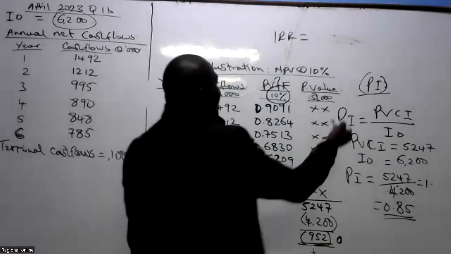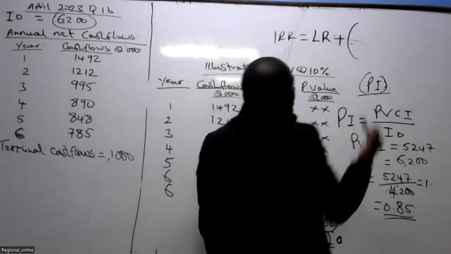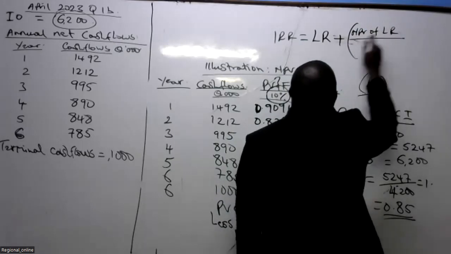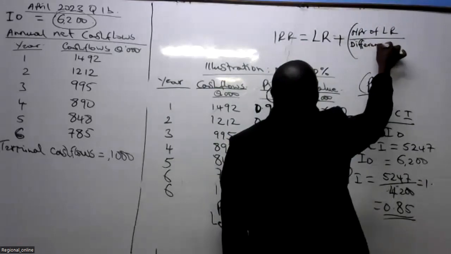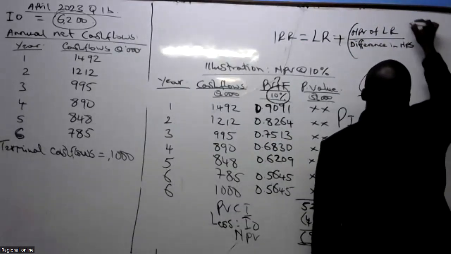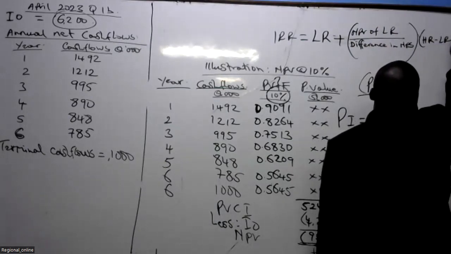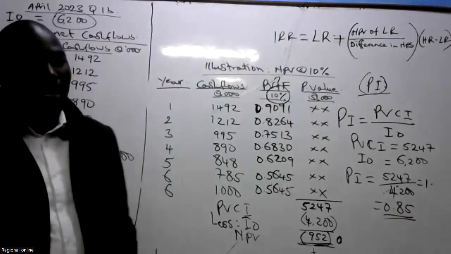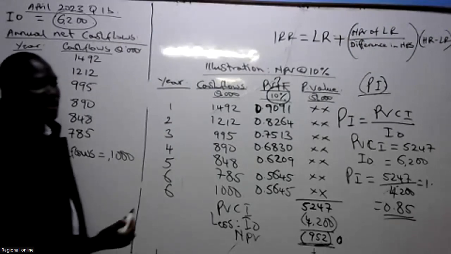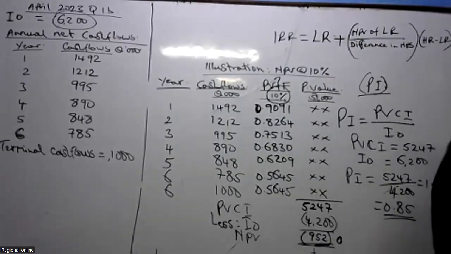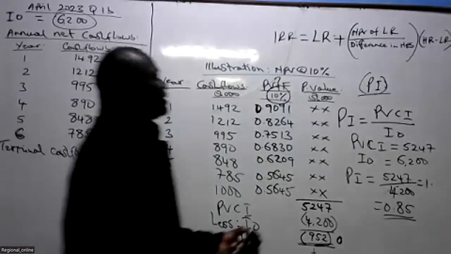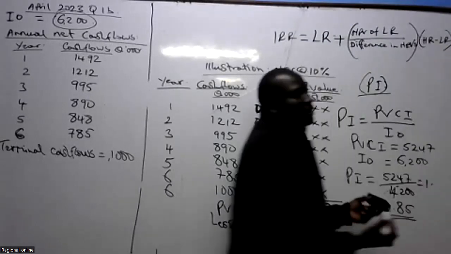Sasa so tumpe formula IRR tumwambie equals to LR plus LR stands for the lower rate. So NPV of LR divided by difference in NPVs. Alafu huku nje na multiply by HR minus LR. HR stands for higher rate. So LR is lower rate, HR is higher rate.